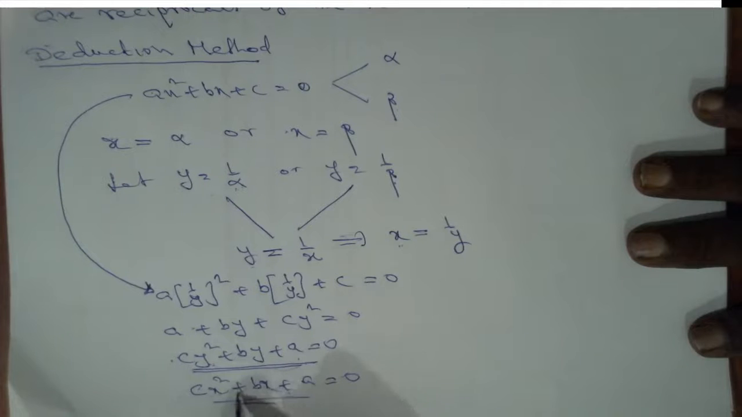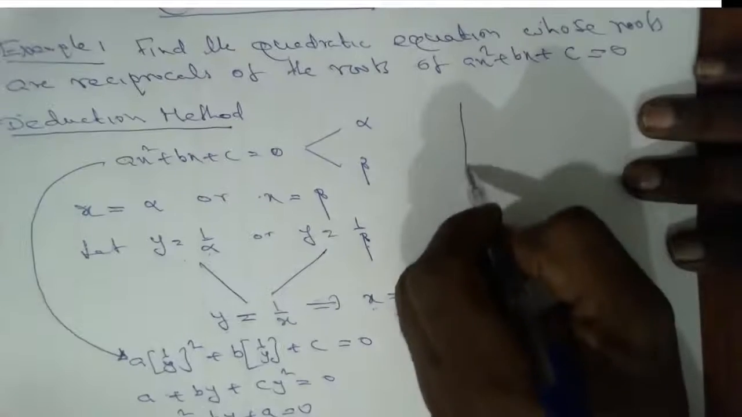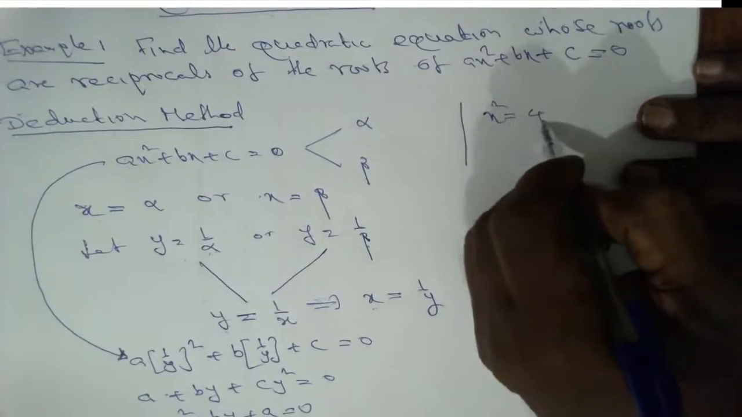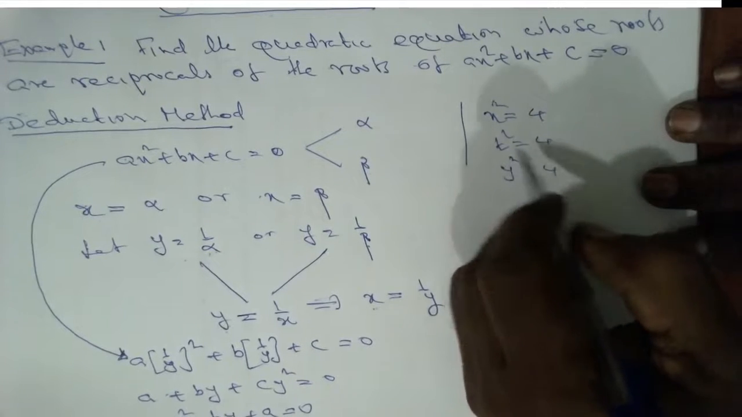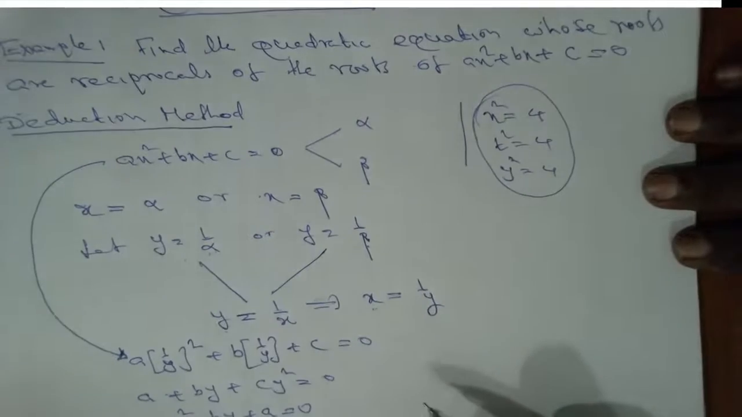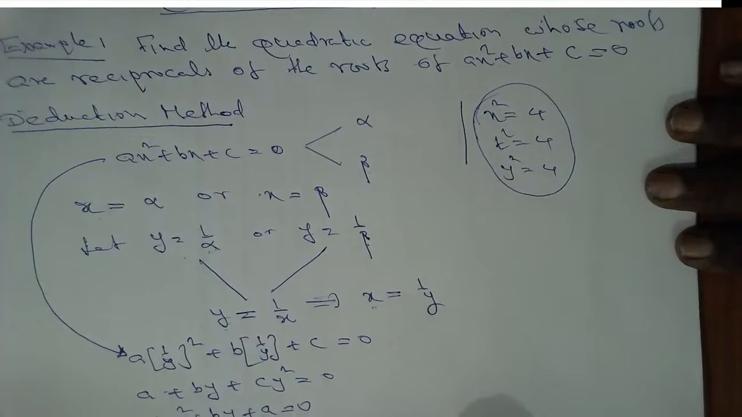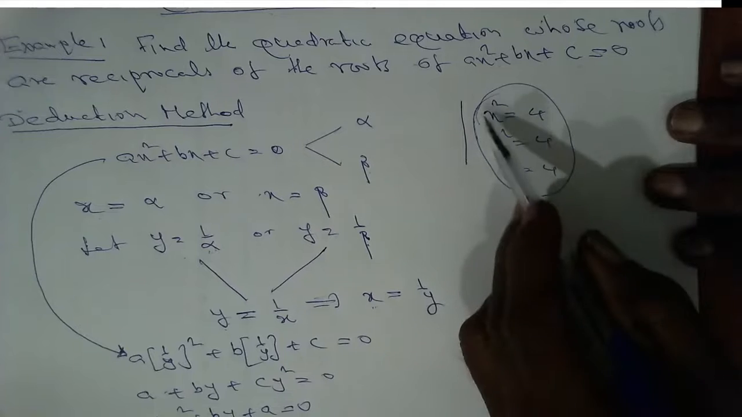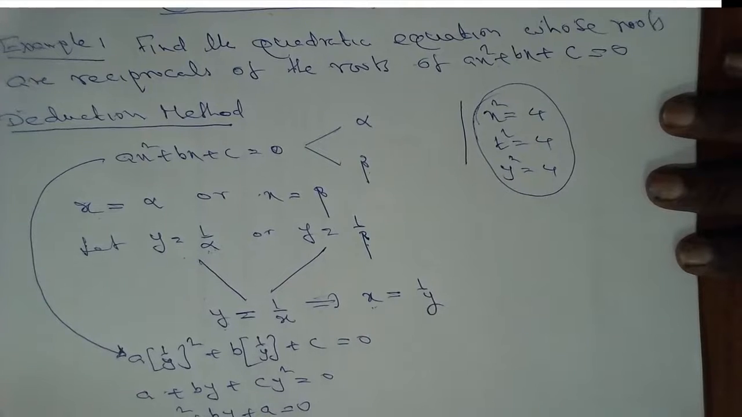So if we have the equation x squared equals 4, this is also t squared equals 4, and y squared equals 4. All these three equations indicate the same quadratic equation, right? Only for the dummy variable you have used different symbols. That's all. Is it clear? Yes, sir. Yes.